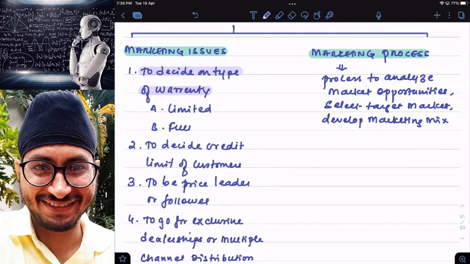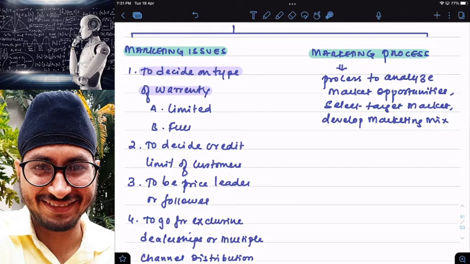So marketing process, sir, is a combination of three components. What are those three components? First, I will analyze whether any opportunities are there in the market or not. Now you tell me, opportunity means what? A favorable situation or unfavorable situation? It's a favorable situation, right? Next, I will select the target market, and then based on the target market, I will develop the mix. Mix is of how many types? Two types: marketing mix and expanded marketing mix.